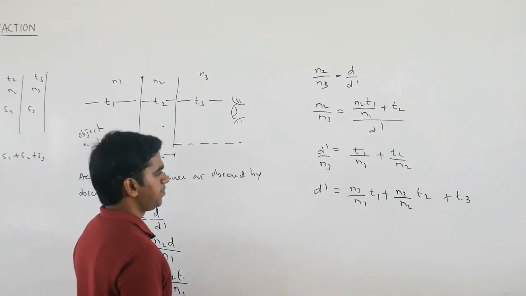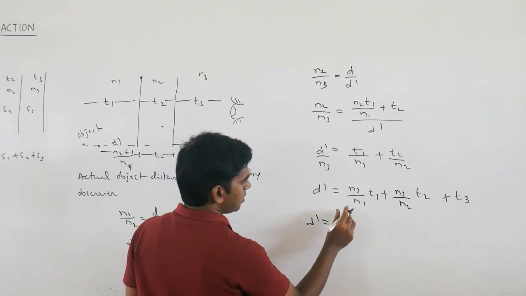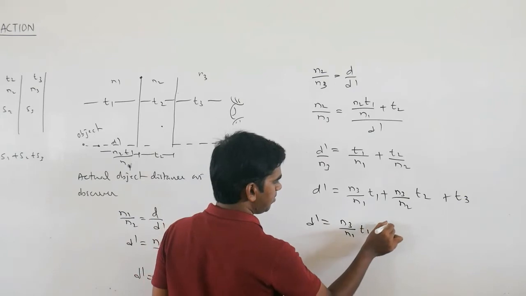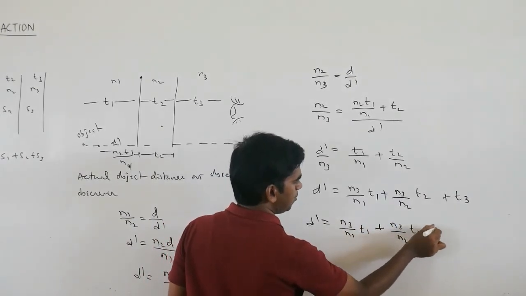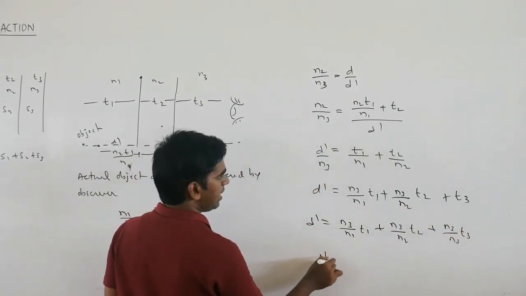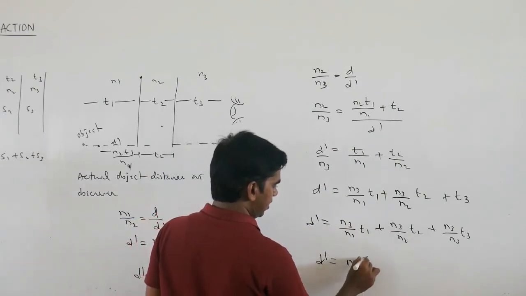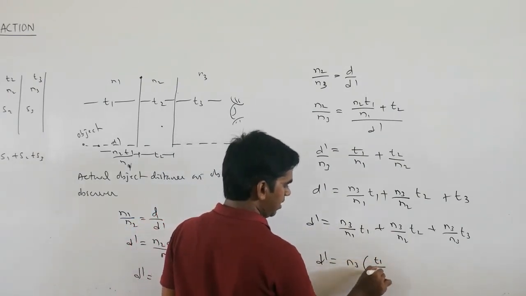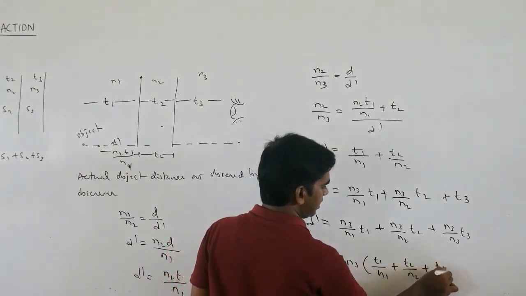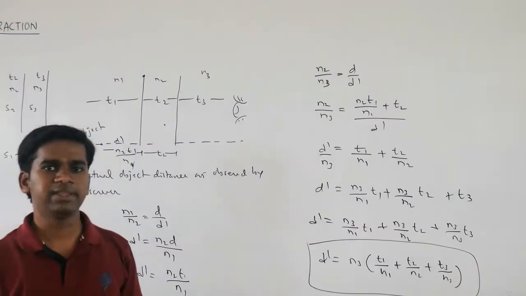Okay, now I will modify this to make it easy to remember. D dash will become, here I have multiplied and divided by N3. So N3 by N1 into T1 plus N3 by N2 into T2 plus N3 by N3 into T3. So D dash will become, taking N3 outside, N3 into T1 by N1 plus T2 by N2 plus T3 by N3. This is the distance of the object as observed by the observer.